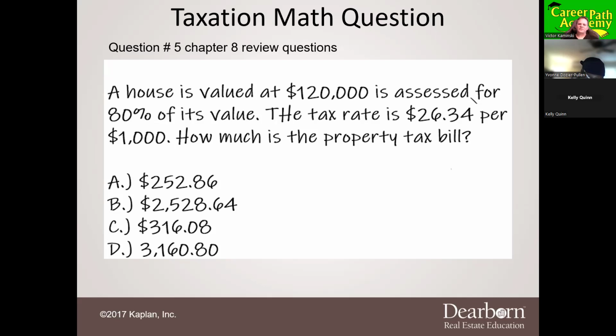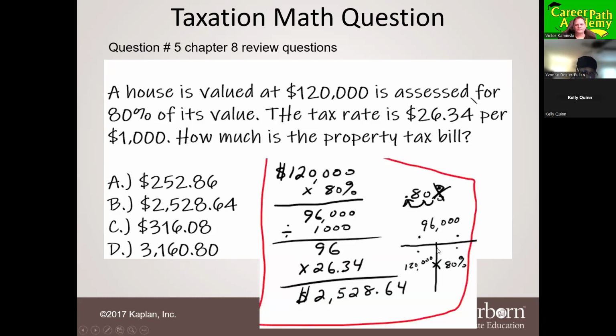Now if the tax rate is $23.34 per $1,000 of value, how many thousands are there in 96,000? 96. So now just take 96 times $26.34. It would be B, $2,528.64. And this is how we came out with it.